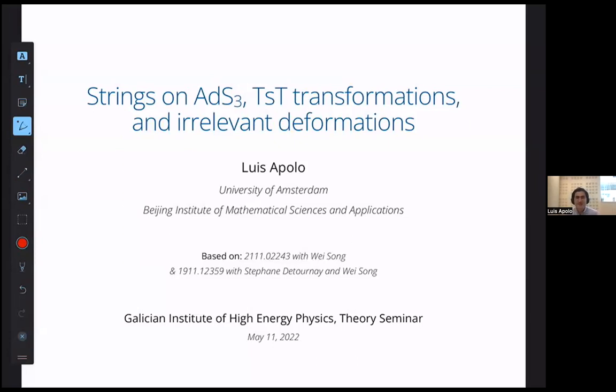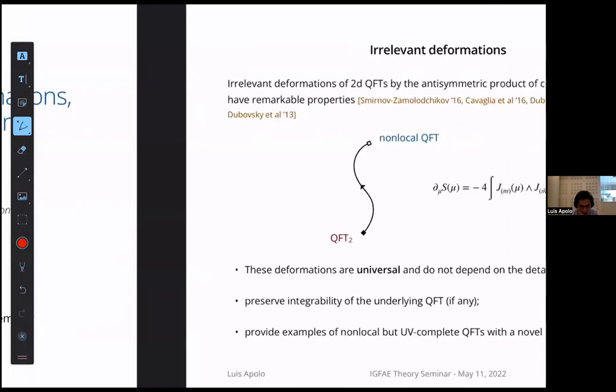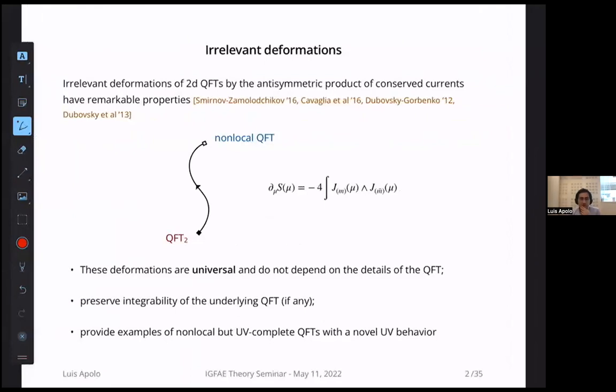I'm very happy to be virtually there and to tell you about something that I've been very interested in the past few years, which is the connection between strings on AdS3, TTbar transformations, and irrelevant deformations of 2D CFTs. So in the past few years, we have learned that there's a special class of irrelevant deformations that have some remarkable properties. And these are irrelevant deformations that are made up of the antisymmetric product of two conserved currents. So they're written down here.